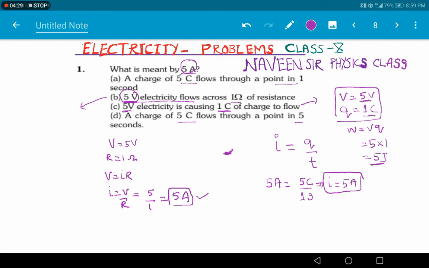And then coming to the last one, Q is equal to 5 coulomb and time T is equal to 5 seconds. Therefore what is the current value you are going to get? Q by T, therefore 1 ampere. So I is equal to 1 ampere. What is the appropriate option from A, B, C, D? A is our correct answer. This is not 5 volt of electricity. 5 volts is not flowing, it is a source of energy.